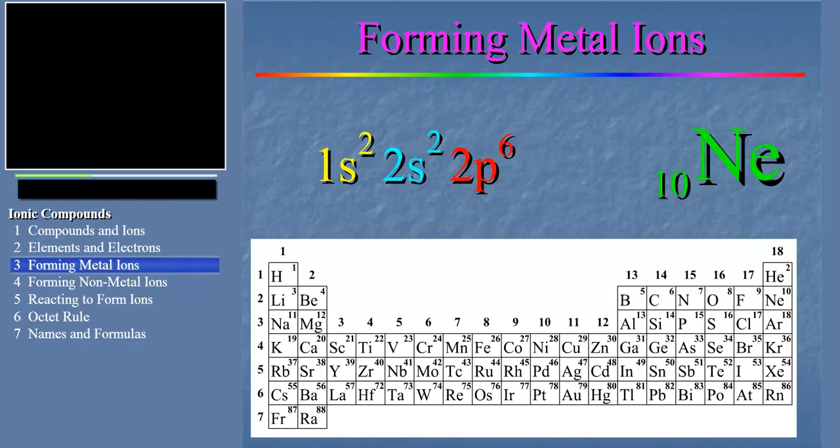So, how would an element like sodium, for example, accomplish this lofty goal? Sodium is element 11 on the periodic table, right after neon. Therefore, it has one more electron. Why don't you hit pause and take a minute to determine its electron configuration?